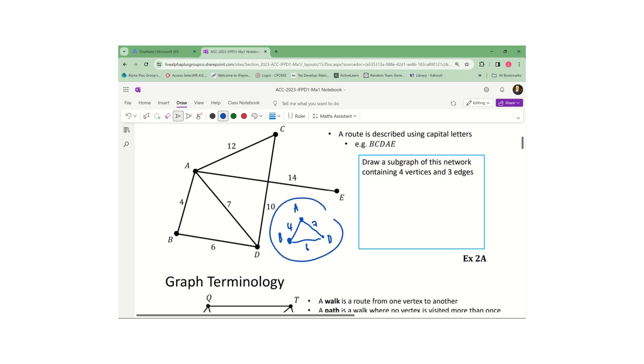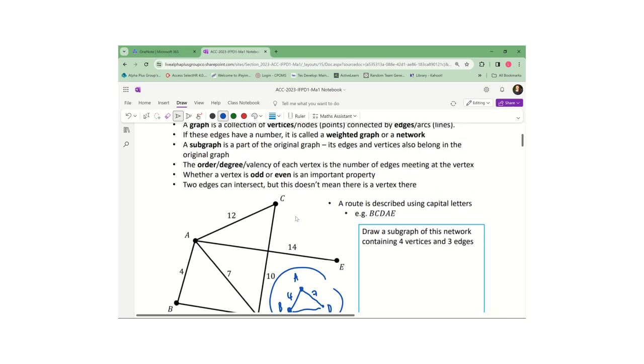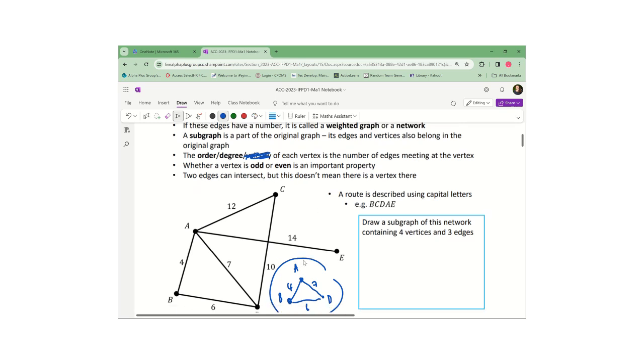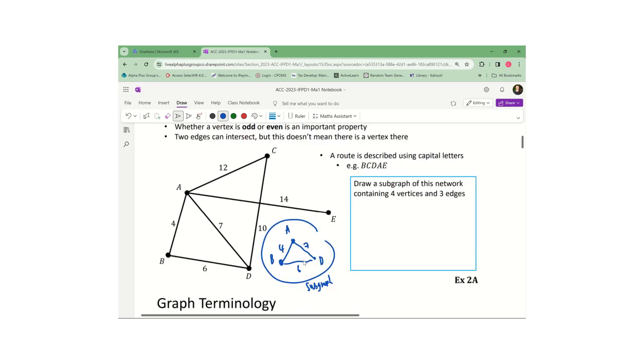So this is a subgraph of the main graph. It's just a small part of it that I've taken and written separately. So that's what a subgraph is, if you see that written anywhere. Then we've got the order. We can also call this the degree. I wouldn't worry about valency, we don't usually use that word, but the order or degree of each vertex is the number of edges meeting at the vertex. You can think of this as a measure of complexity in some ways of the network that we have.